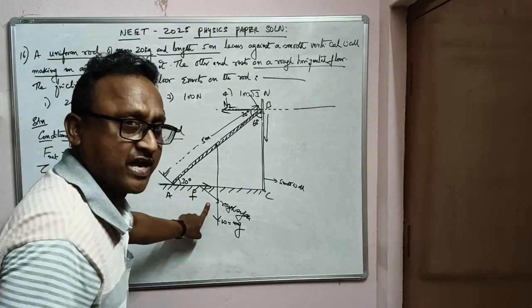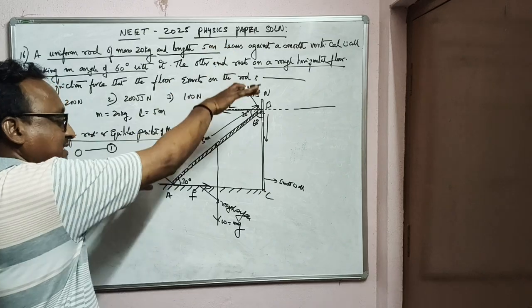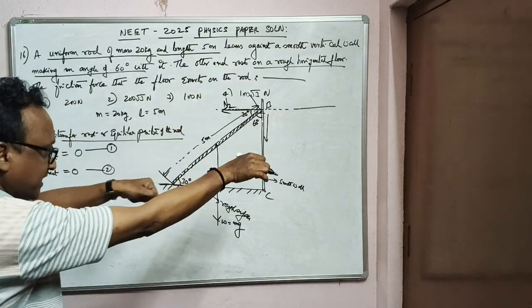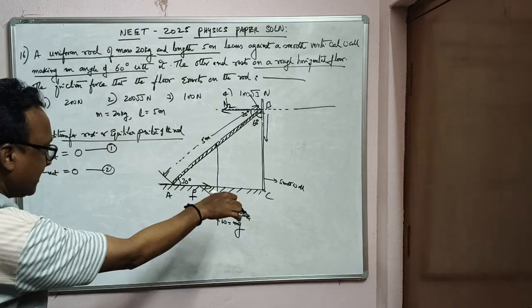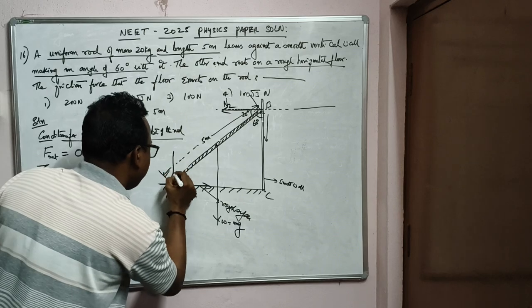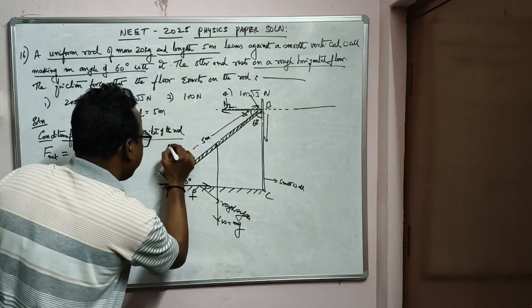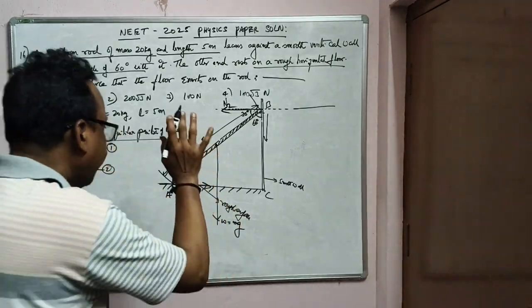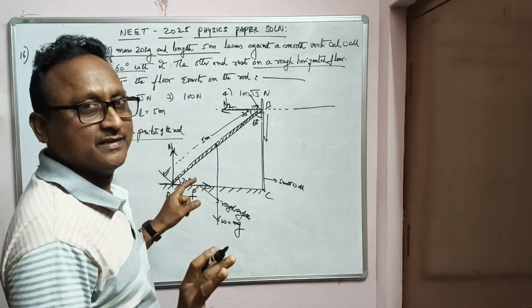Because this is a rough surface, the ladder will come like this. No friction on that side. So because it is coming down, it will slide like this around A. So friction will be this side. Now for this, the normal force will be upward. Let this one be N1. Clear, all of you? So these are the forces acting on the ladder.